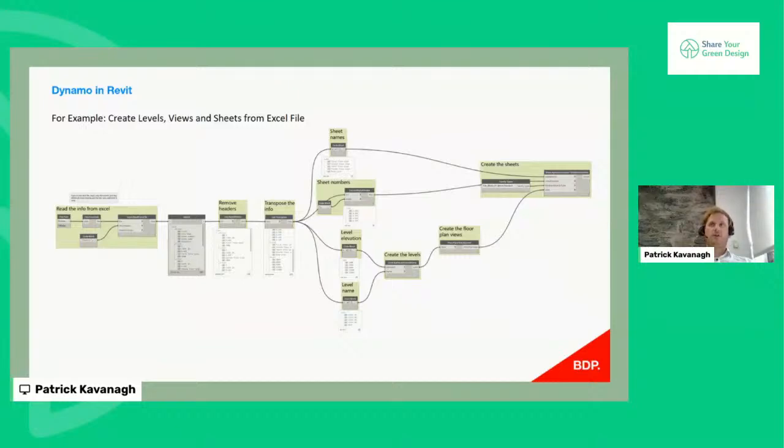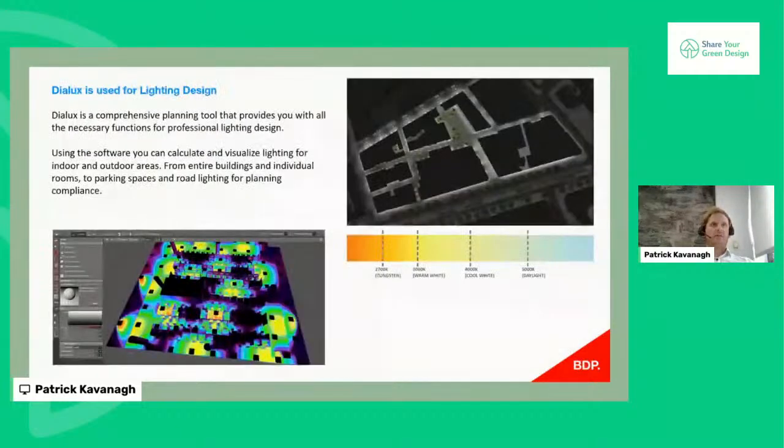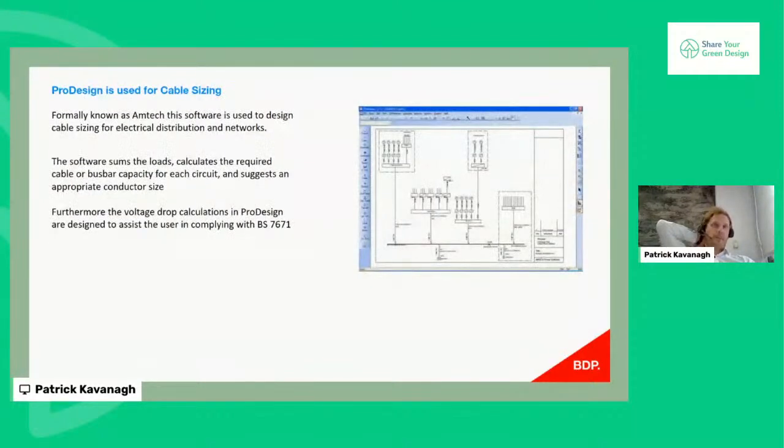Dialux then is used for lighting design as a comprehensive planning tool that provides the necessary functions for professional lighting. The software calculates and visualizes lighting for indoor and outdoor areas, from entire buildings and individual rooms to parking spaces and road lighting for planning compliance. I think I'm running out of time, so I'm going to speed up.